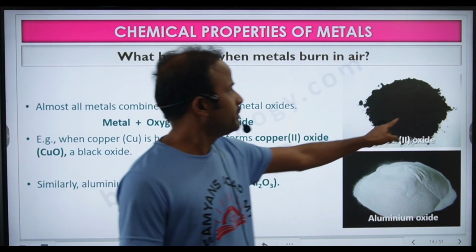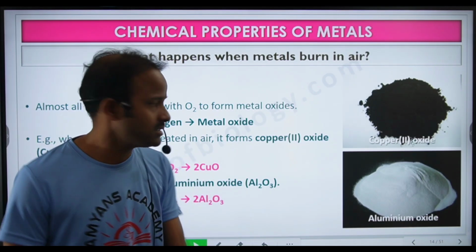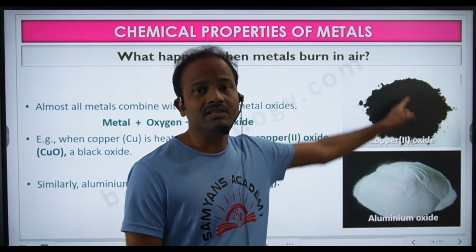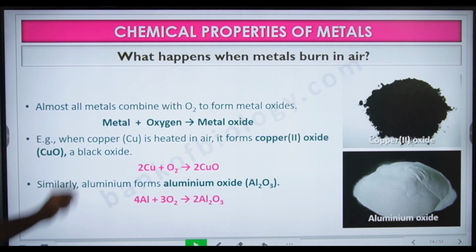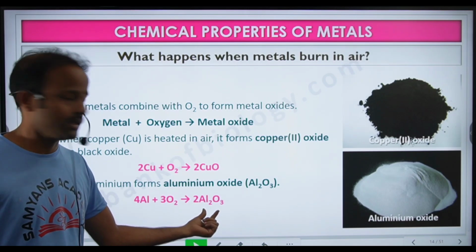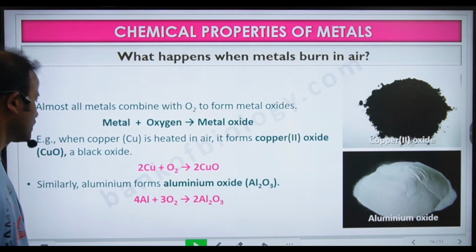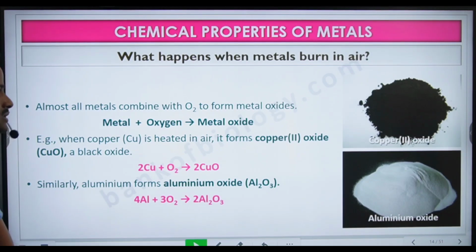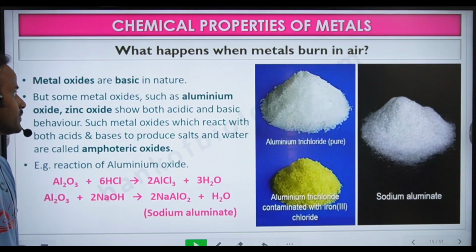Now you see, before heating, the copper is brown in color. After heating the copper in the presence of oxygen, it forms copper oxide, which is a black powder, right? Similarly, when you heat aluminum in the presence of oxygen, you get Al2O3, aluminum oxide, which is white in color. When metals burn with oxygen, what will happen? They produce metal oxides, right?